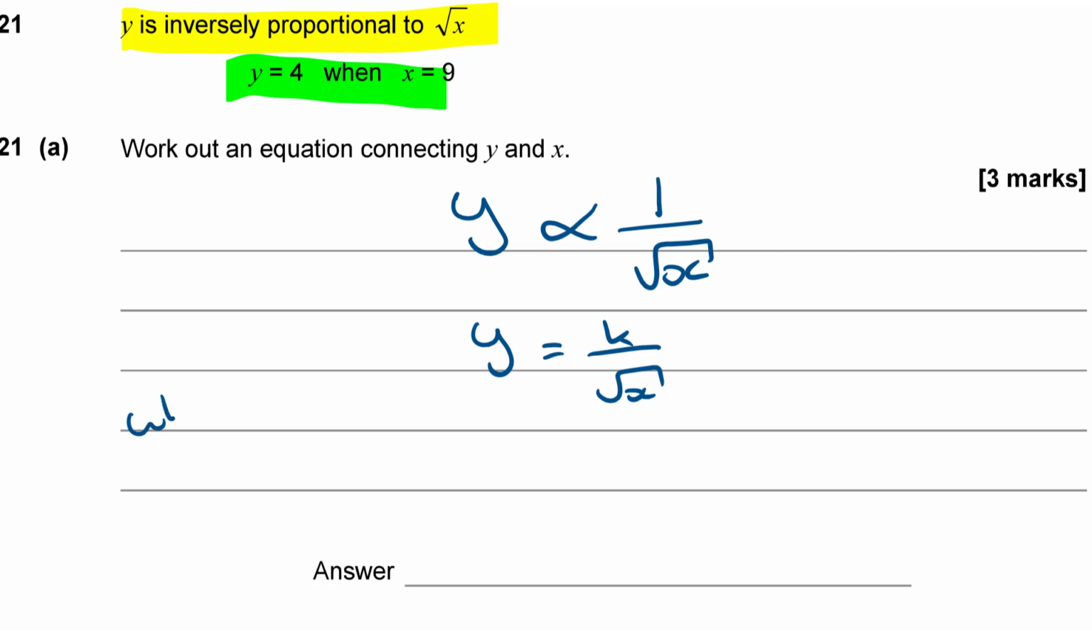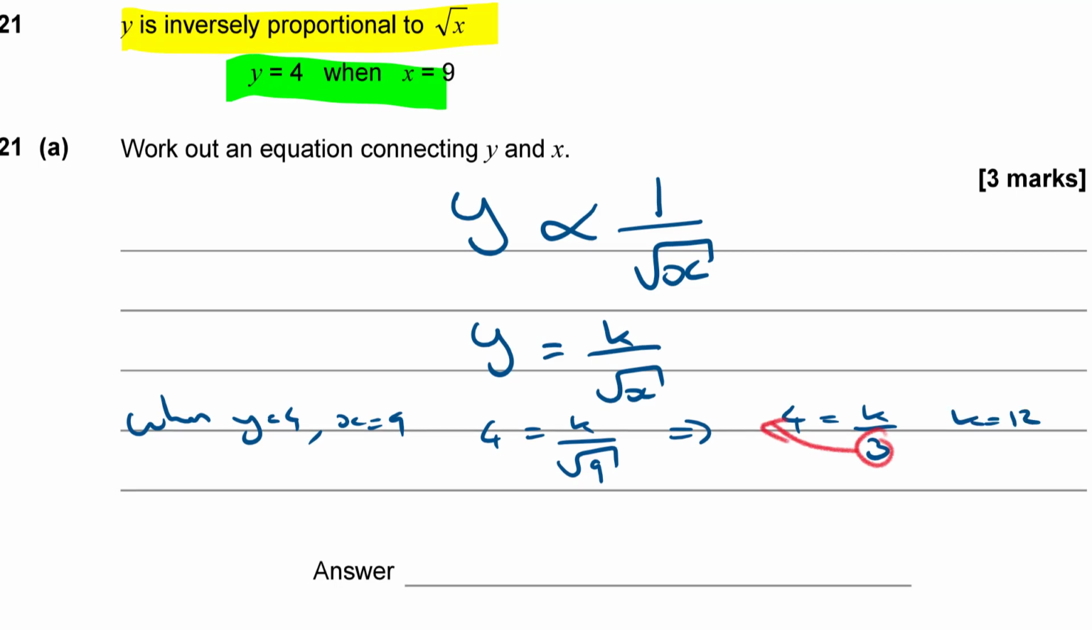So when y equals 4, x is equal to 9, that allows us to evaluate what k is. So that means that 4 is equal to k over the root of 9. Now the root of 9 is 3, so that means that 4 equals k over 3, and then cross multiplying that 3 over there tells me that k is equal to 12.